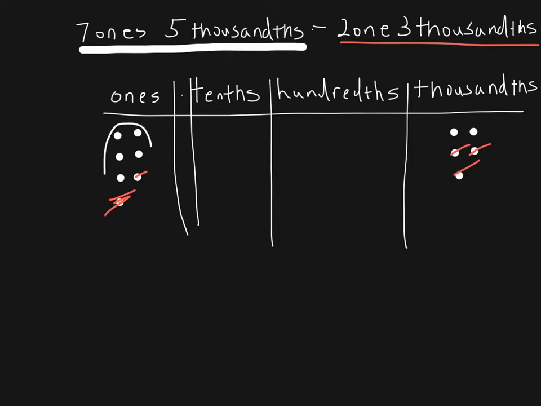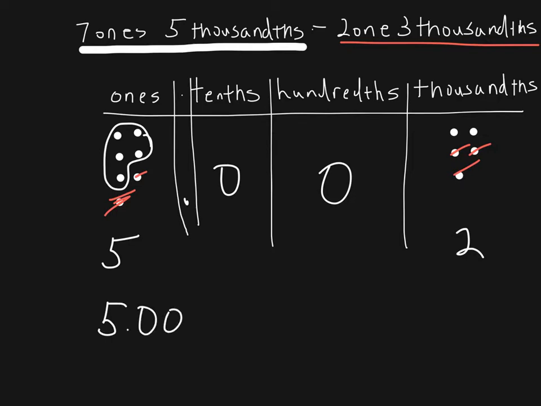It looks like I have 5 discs left in the ones place, and I have 2 discs left in the thousands place. I have 0 in the tenths and 0 in the hundreds. So my answer is going to be 5 and 2/1000. Let's use the written method and see if we get the same answer.